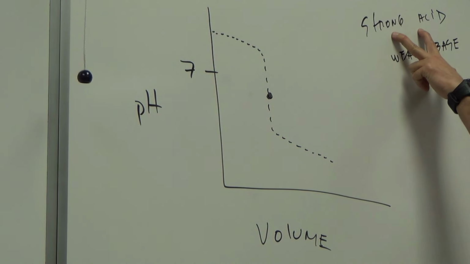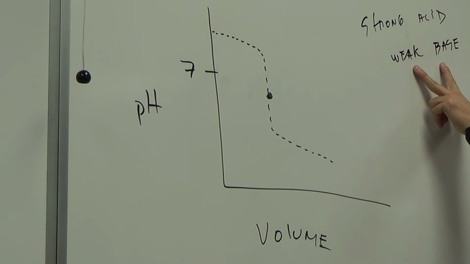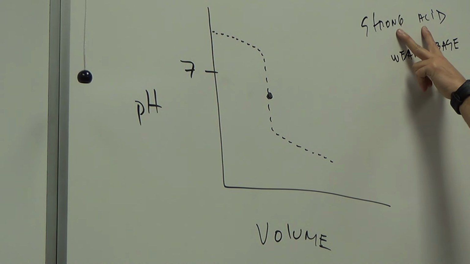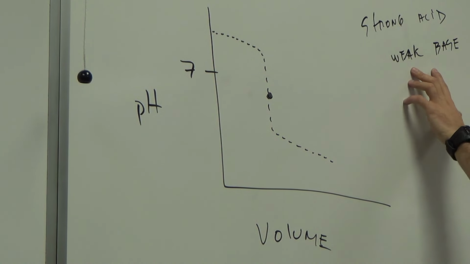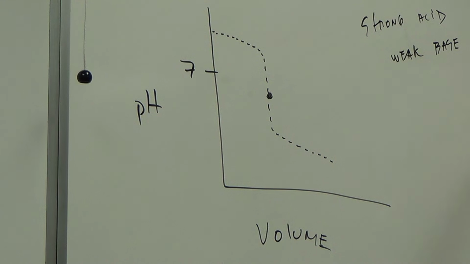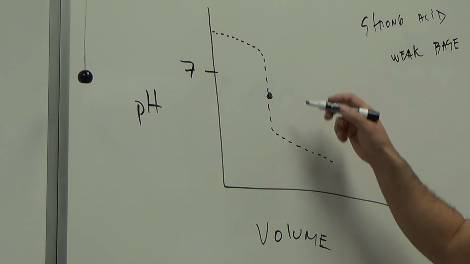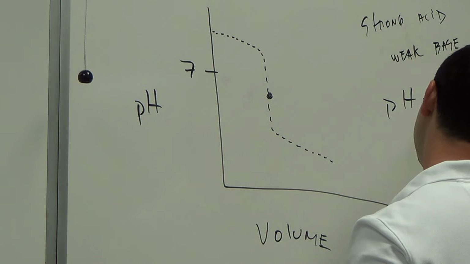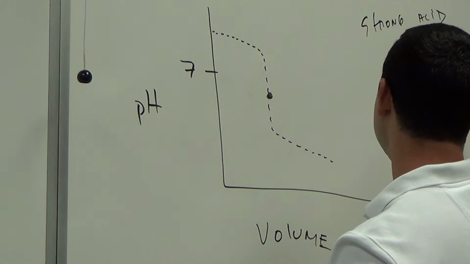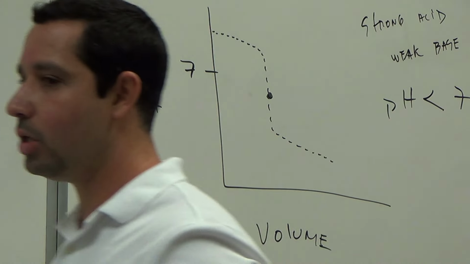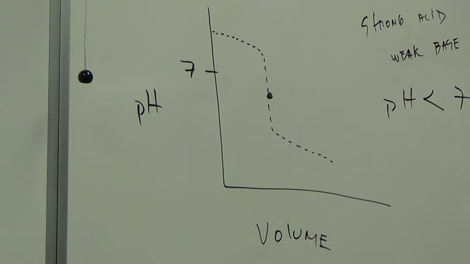With 1 mole of this strong acid and 1 mole of this weak base, will I have any strong acid? No. Will I have any of this weak base? No. All of the weak base will have been converted to its conjugate acid, which is acidic. So the pH is less than 7 for the titration of a strong acid versus a weak base, or a weak base and strong acid titration.